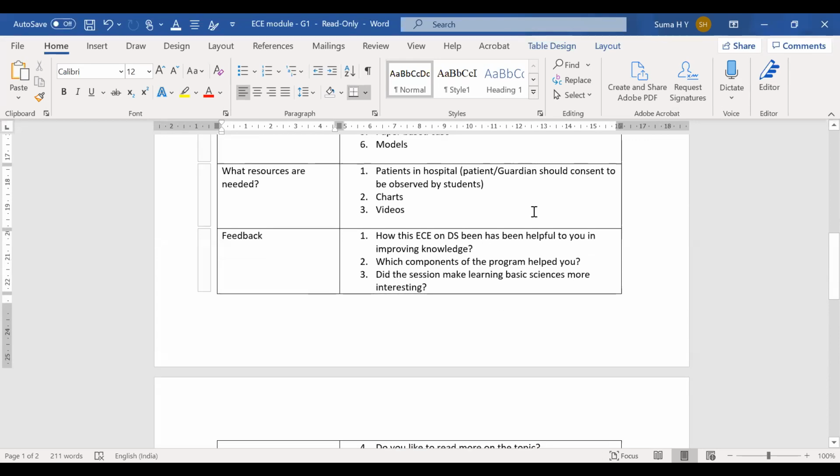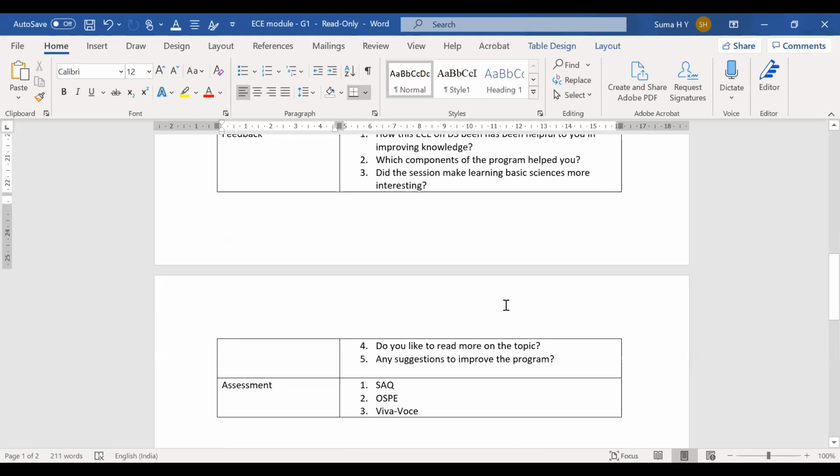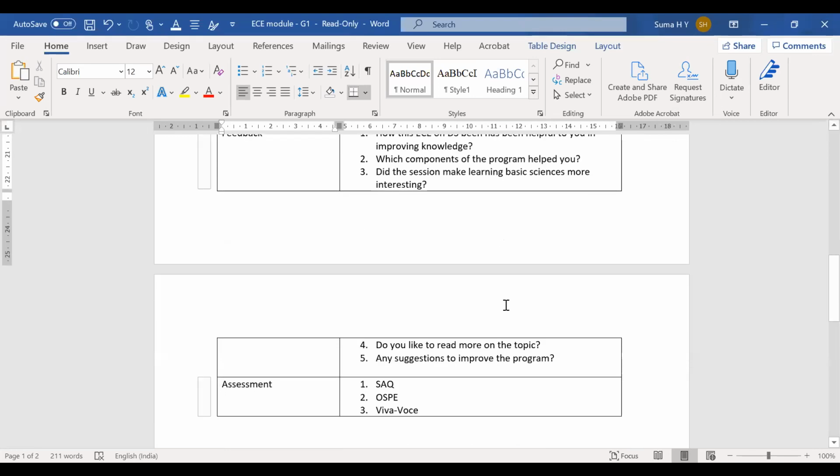So following the ECE exposure, the next 30 minutes will be for the feedback. So the following is a list of questions we have formulated for this. How has this ECE on Down syndrome been helpful to you in improving knowledge regarding the importance of genetics in pediatrics as well as in the other clinical departments? Which components of the program helped you? Did the session make learning basic sciences more interesting? Do you like to read more on the topic? And any suggestions to improve the program?